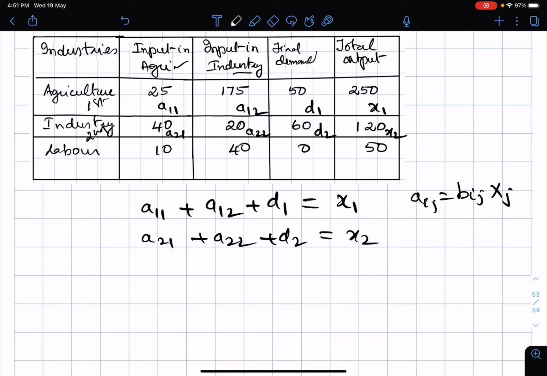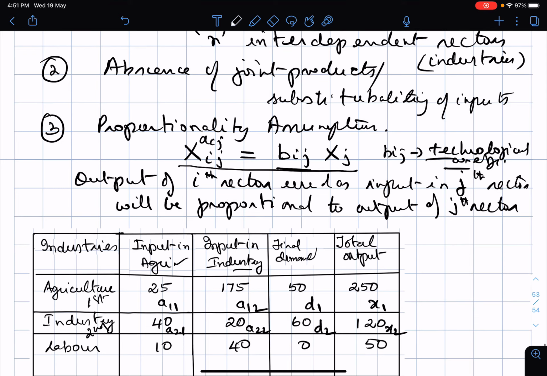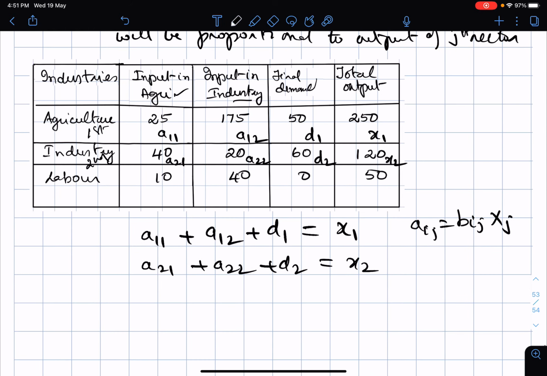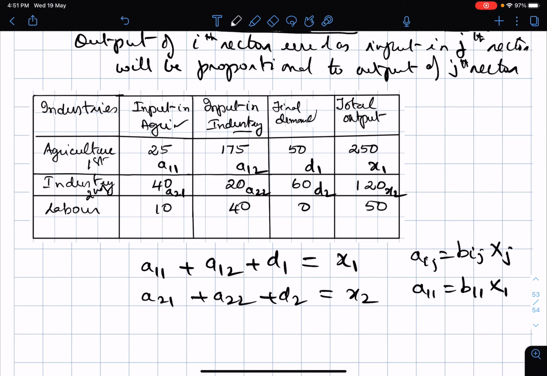So now for A11, what is the meaning? Output of the first sector used as input in the first sector will be proportional to the output of the first sector. That is the meaning of this A11. Here we can write it as A11 equal to B11 into X1. So this is nothing but output of the first sector used as the input in the first sector will be proportional to the output of the first sector.